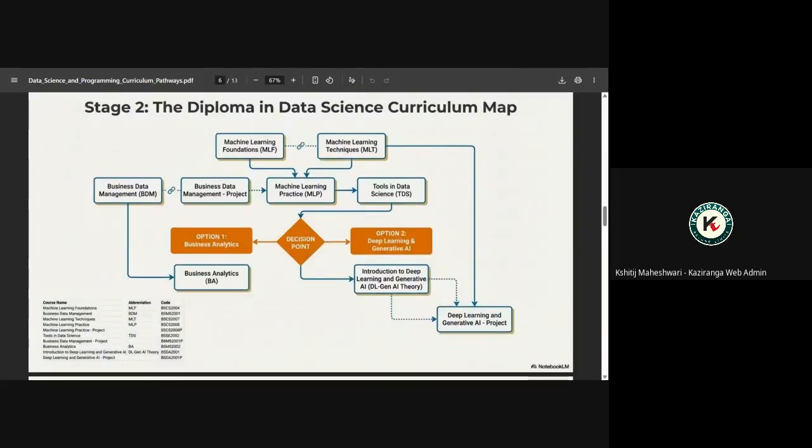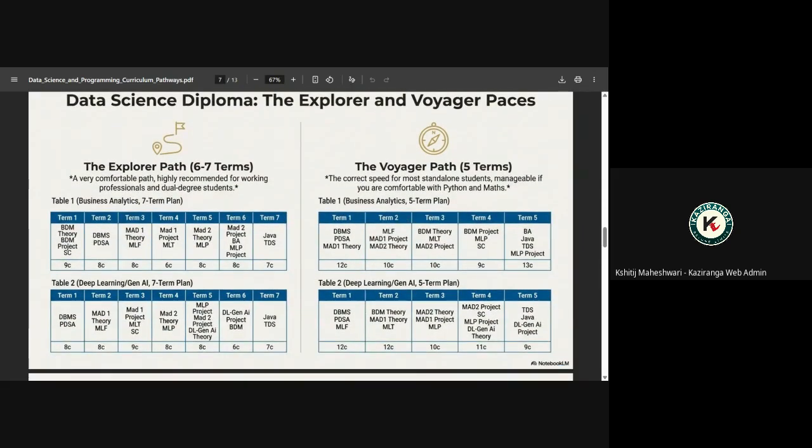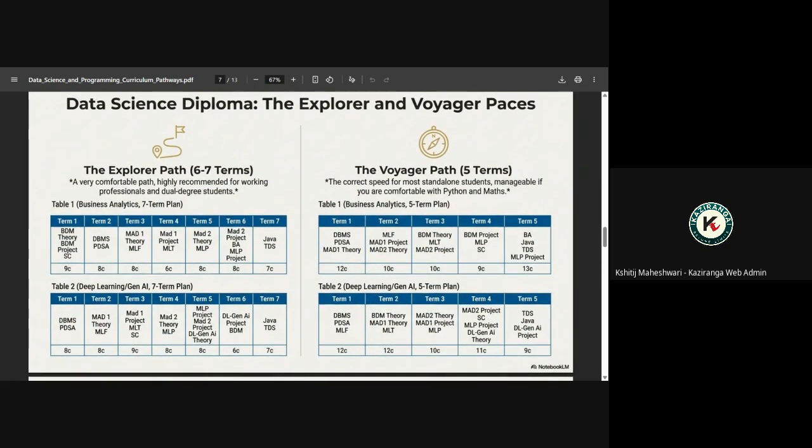So it makes it a bit easier for you. Apart from that, there are some pathways that we would suggest for all those who are new or moving to the diploma level recently. In the data science domain, there's a different plan for business analytics, the business data management project, and the deep learning in generative AI course.